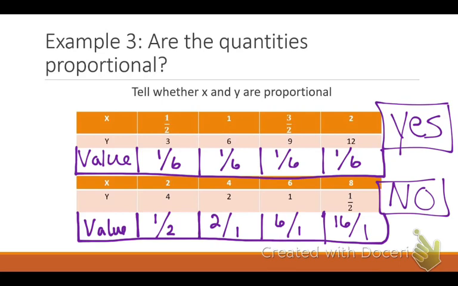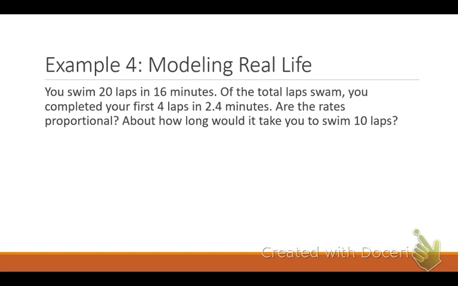We have one more example. In example 4, I say one more example, but we're doing 2 of these. In example 4, it wants us to compare a rate. We're finding a rate and making a comparison. It says you swim 20 laps in 16 minutes. Of the total laps swam, 16 minutes, you completed your first 4 laps in 2.4 minutes. Are these rates proportional, and about how long do you think it would take you to swim 10 laps?